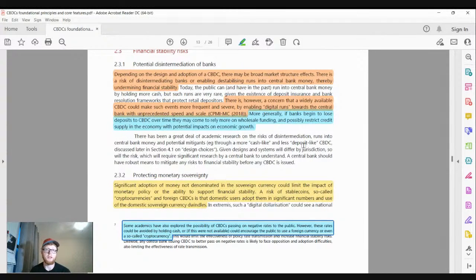Is that essentially, especially with an interest bearing CBDC, people would run to it for interest rather than keeping their money in a commercial bank and earning interest that way, right?